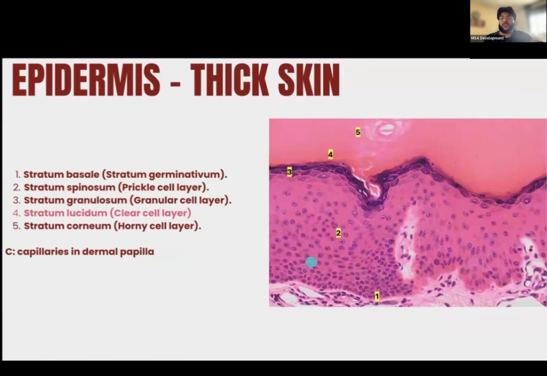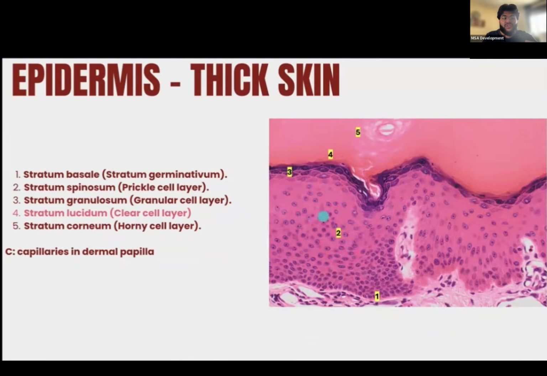Next up, your epidermis in thick skin. So the epidermis in your palms and the soles of your feet. Again, all of the layers are the same. So you have stratum basale, which is your lowermost layer. Then you have your stratum spinosum. Then you have your stratum granulosum.